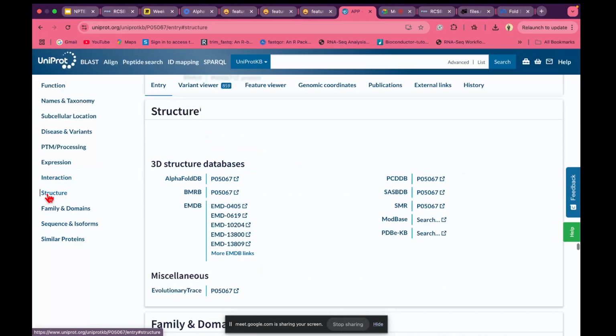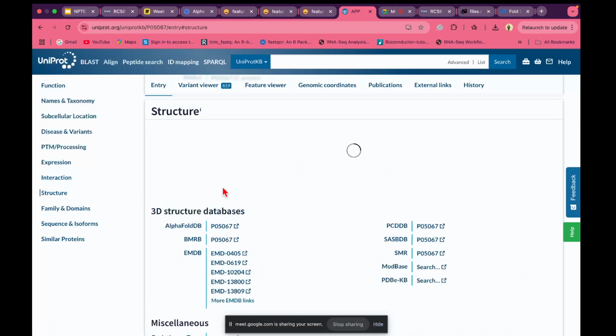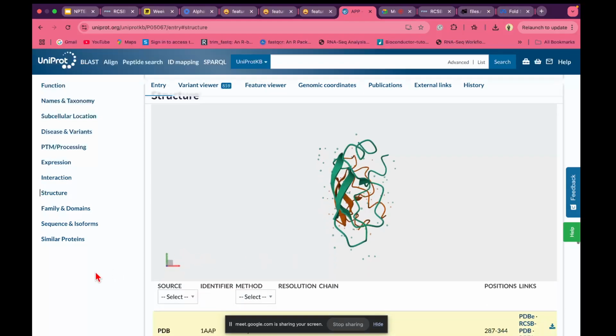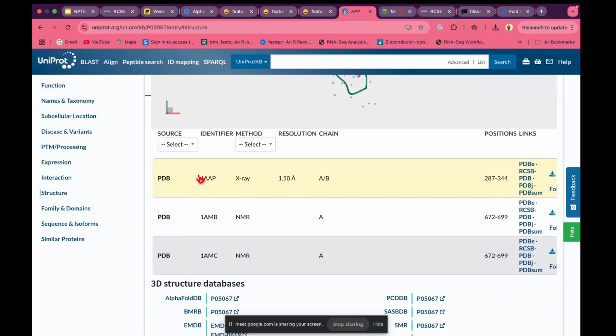So under this structure tab, we have all the information of the structures available for a given UniProt ID. So here we see, for this given UniProt ID we have different structures covering a different range. The first structure, which is 1AP, which is of X-ray, has a resolution of 1.05 Angstroms and has chains A and B. It has information from residues 287 to 344.